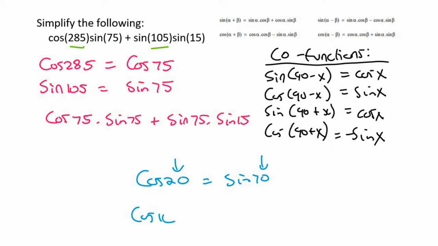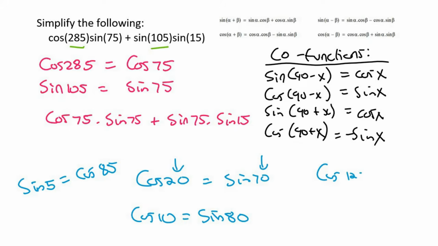If you have cos 10, that's always the same as the sin of 80. If you have the sin of 5, then that's the same as the cos of 85. If you have the cos of 12, then that will be the same as the sin of 78. If you have sin of 71, that would be the same as the cos of 19. As long as the angles are always adding up to 90 degrees. That is what cofunctions actually are.